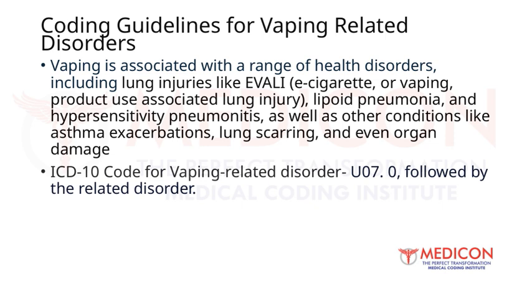When documenting these cases, the ICD-10 code to use is U07.0, and it should be followed by the specific disorder related to vaping. Understanding these guidelines is crucial for accurate diagnosis coding, which in turn supports better tracking of vaping-related health issues and helps inform public health responses. Remember, properly coding these disorders not only ensures clarity in medical records, but also plays a vital role in monitoring the impact of vaping on public health.